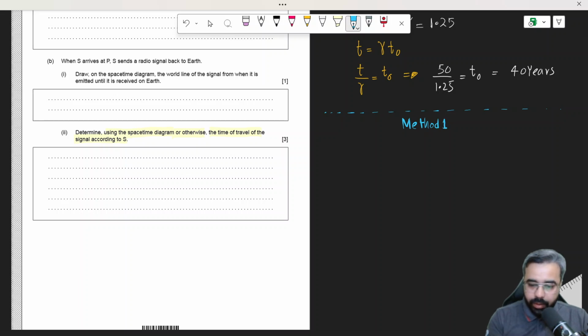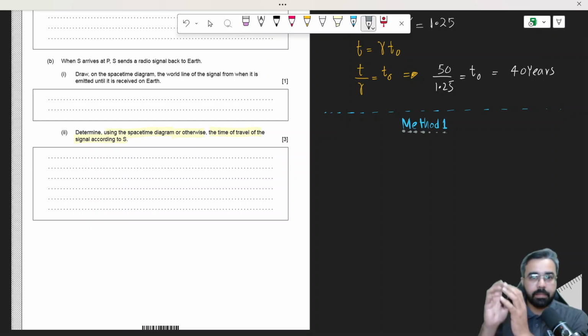Okay. So the moment when the spaceship reaches the planet, it emits the signal, right? A radio signal. It is traveling with the speed of light to the Earth. Now, whenever the light travels, for the Earth and for the spaceship observer, the speed of light is the same. This is one of the important postulates of the special theory of relativity: no matter what frame of reference you are in, the speed of light will be the same for all observers.